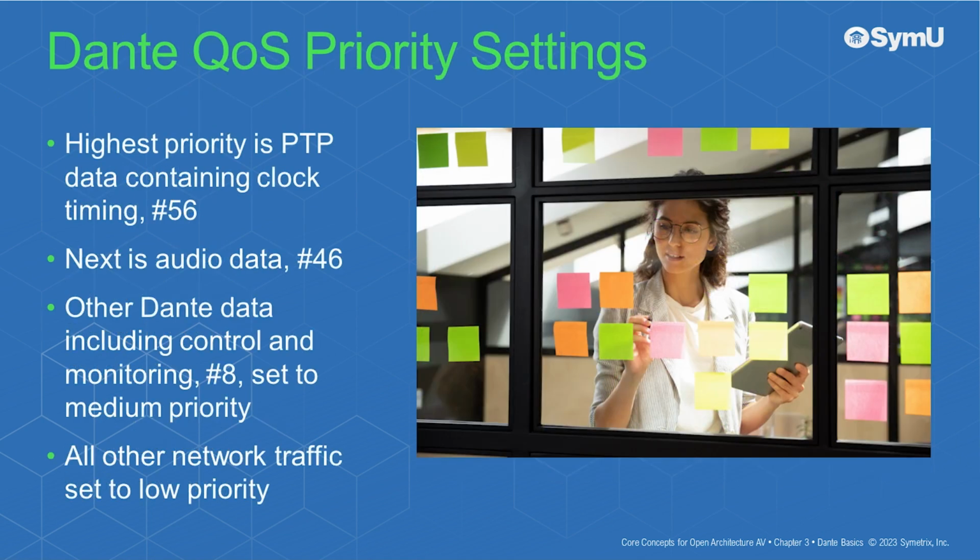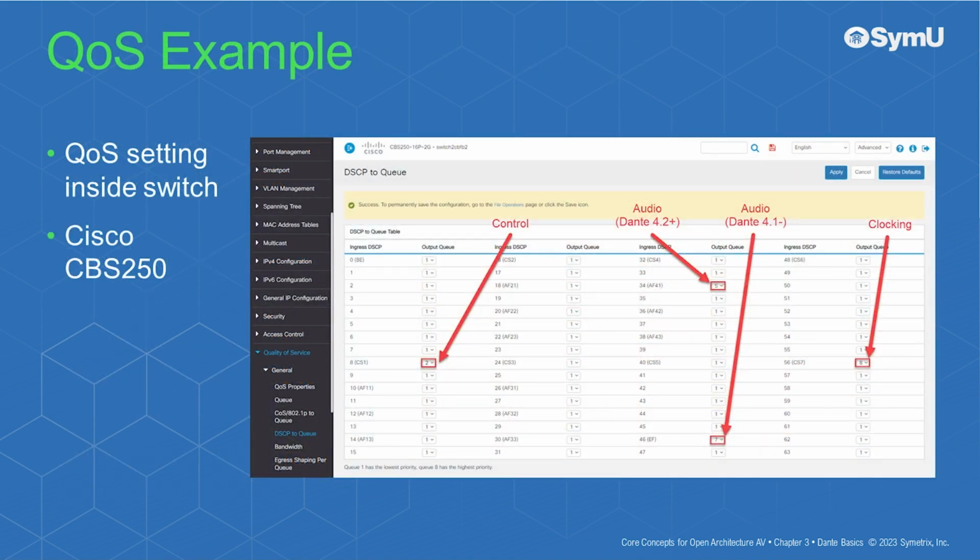The Dante QoS settings, in order of priority, are: PTP data that contains the clock timing, number 56. Audio data at 46. All other Dante-specific data, including control and monitoring, 8, is set to a medium priority. And all other traffic on the network is set to low priority, or what's known as best effort. Here is an example of what QoS settings might look like inside a switch. This example uses a Cisco CBS 250.